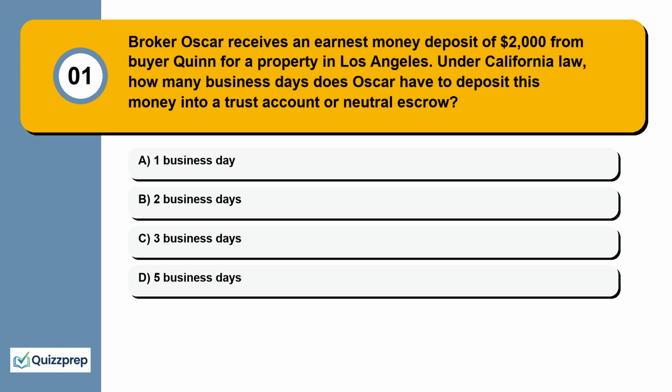Question 1. Broker Oscar receives an earnest money deposit of $2,000 from buyer Quinn for a property in Los Angeles. Under California law, how many business days does Oscar have to deposit this money into a trust account or neutral escrow? 1 business day, 2 business days, 3 business days, 5 business days.